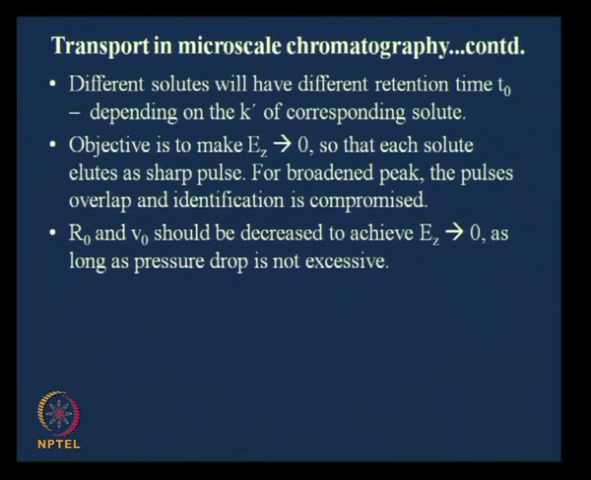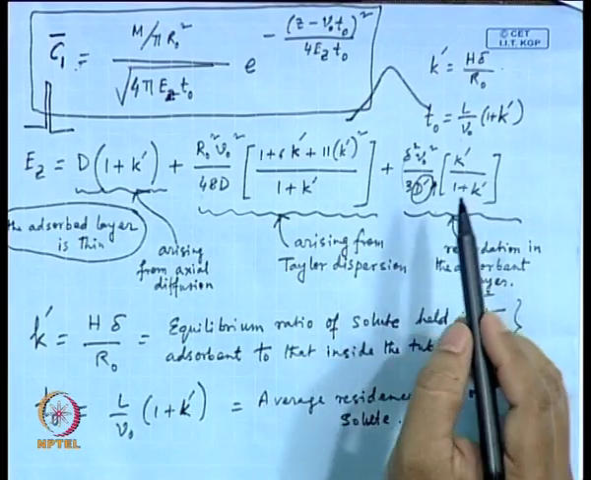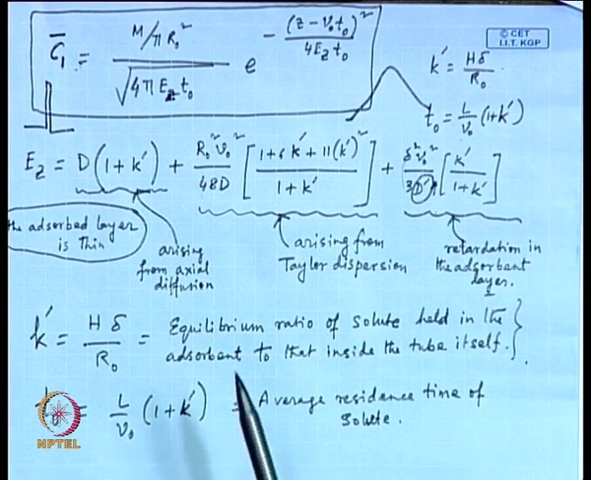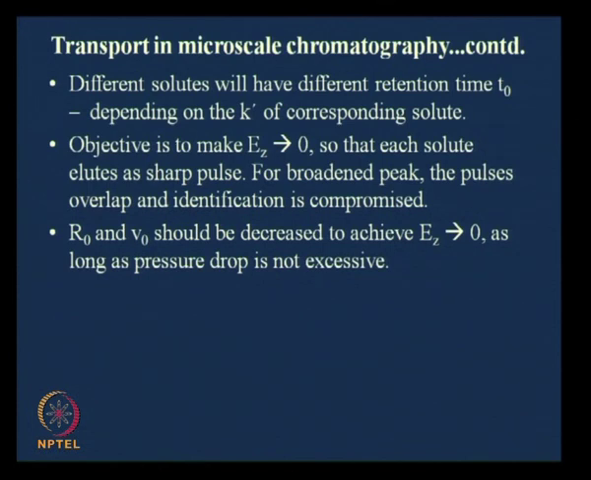Now, what you need to look at in this PowerPoint slide is that different solutes will have different retention time T 0 depending on the k prime of the corresponding solute. What is T 0 here? If I look at what we have written here, T 0 is equal to L by V 0 into 1 plus k prime, and k prime would be different for different solutes. We have 1, 2, 3, 4. For 1 you have some k prime, for 2 you have another k prime.